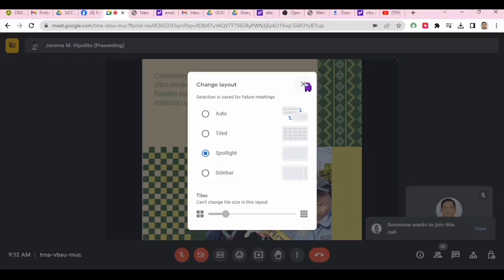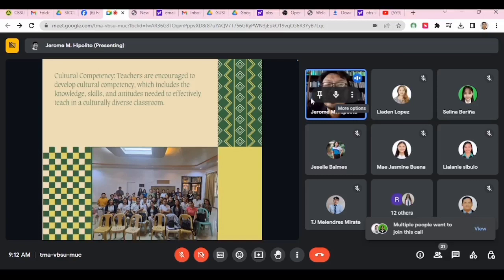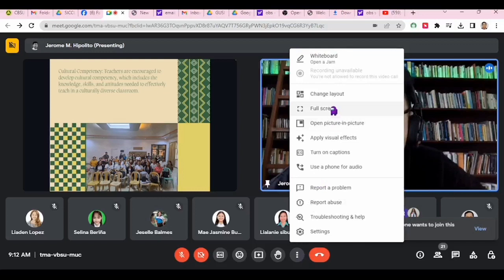Cultural competency. Teachers are encouraged to develop cultural competency, which includes the knowledge, skills, and attitudes needed to effectively teach in culturally diverse classrooms. So it's important.